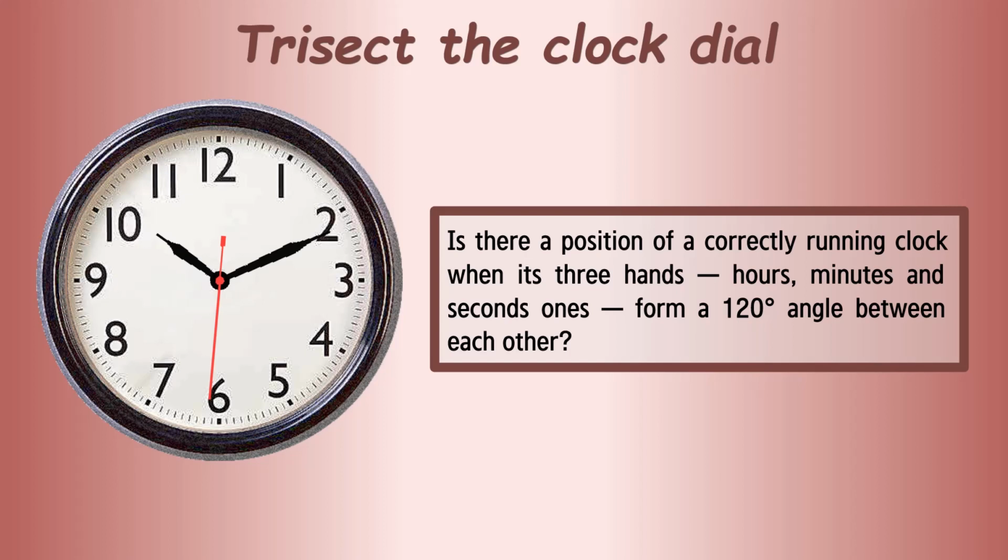So, the problem. Is there a position of a correctly running clock when its three hands, hours, minutes, and seconds ones, form a 120 degrees angle between each other? In other words, these three hands must trisect the clock face, split it into three matching parts. Here I suggest to pause the video and figure out the ways to solve the problem.